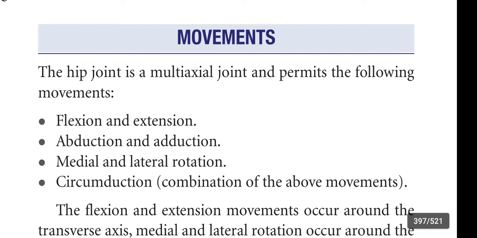In this video we are going to learn about the movements of the hip joint. The hip joint is a multi-axial joint and permits the following movements: flexion and extension, abduction and adduction, medial and lateral rotation, and circumduction. Circumduction is a combination of all the movements, like flexion, extension, abduction, adduction, medial and lateral rotation.